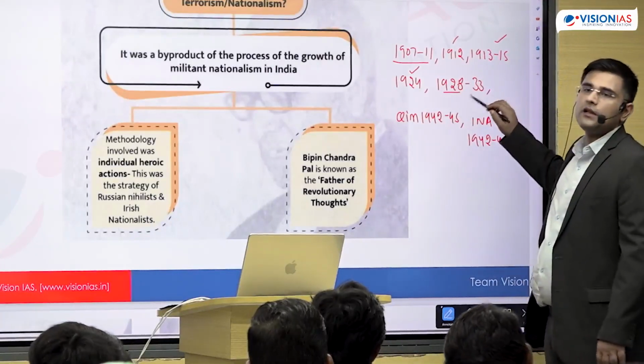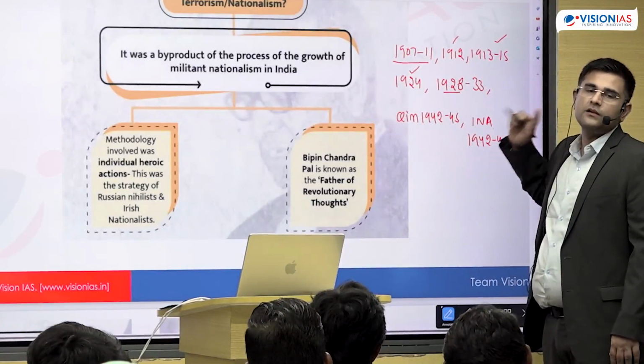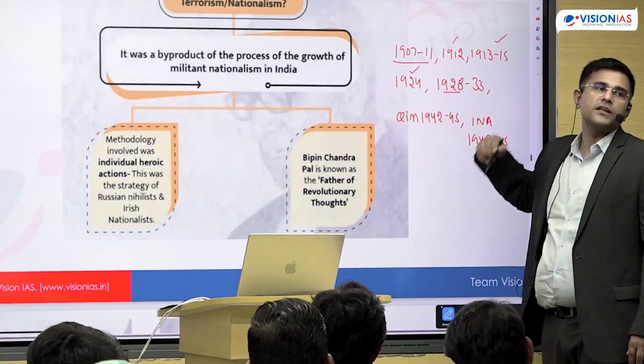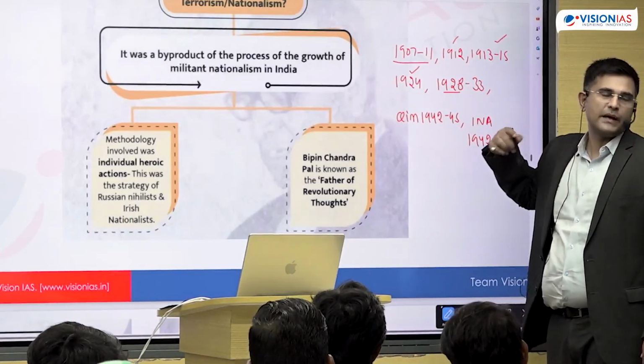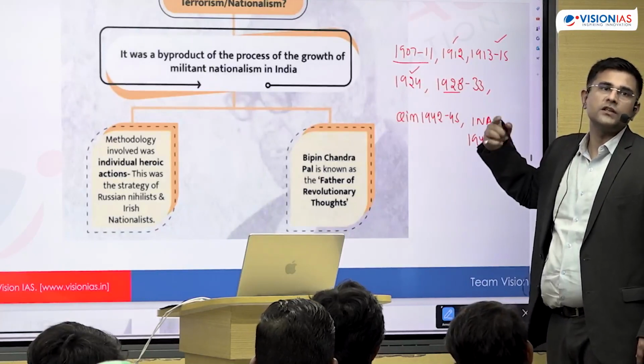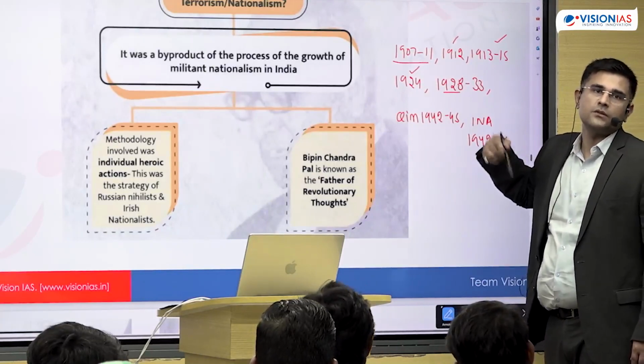Then in 1930 till 33, the Indian Republican Army was created in East Bengal by Surya Sen. Surya Sen was a teacher. Teachers are a little dangerous, stay away from them, okay?